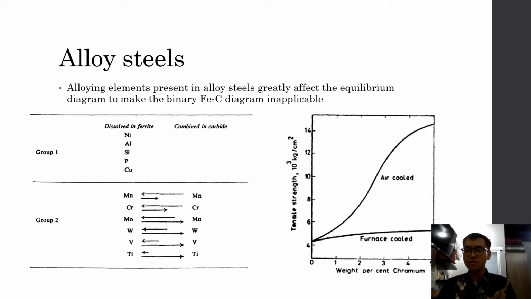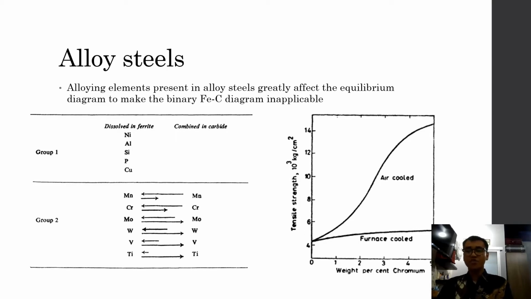Though carbon steels generally contain small amounts of manganese and silicon, their effects on the equilibrium diagram are small. Consequently, carbon steels may be considered as binary ferrum-carbon alloys. However, alloying elements present in the alloy steels greatly affect the equilibrium diagram, making the binary iron-carbon diagram inapplicable. The presence of alloying elements may shift the eutectoid point they normally have in the iron-carbon diagram.